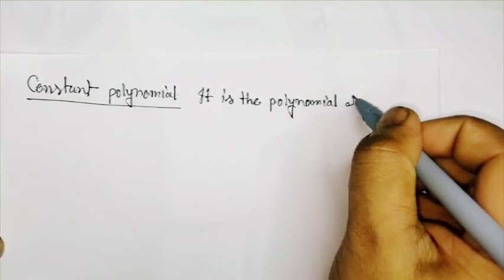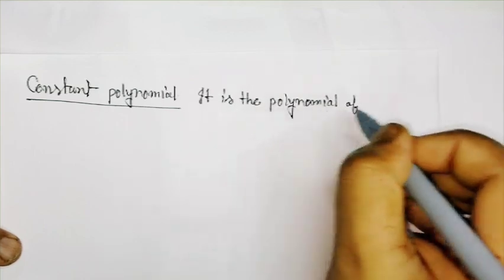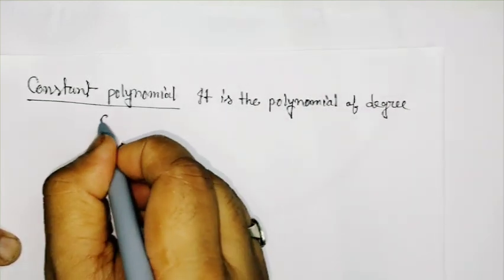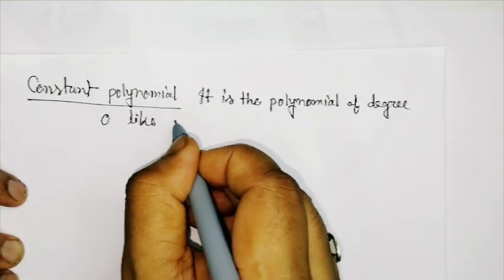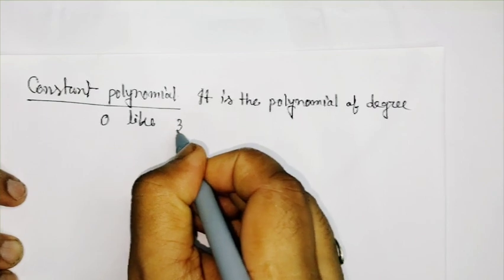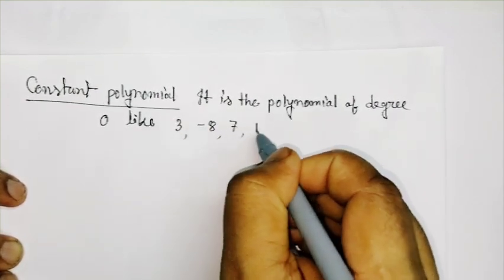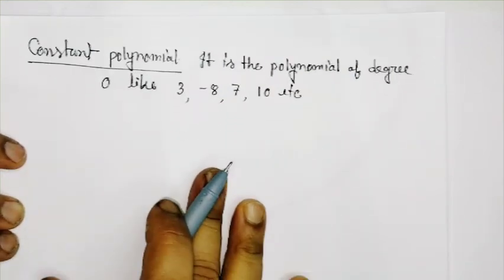It is the polynomial of degree 0, like 3, minus 8, 7, 10, etc. These are constant polynomials. So is 0.